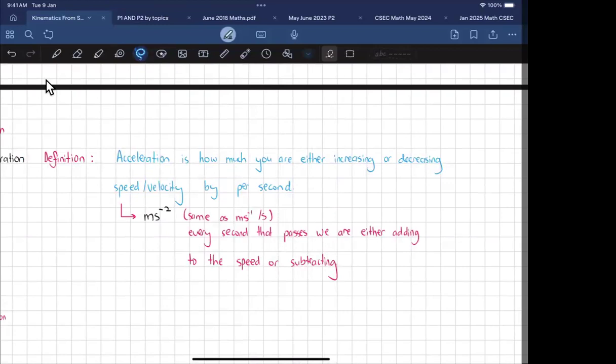So for every second that goes by, you're either adding to your speed or you're taking away from your speed. If we're adding to the speed, do we call that acceleration or deceleration? Acceleration. Right. What's the specific term if you're taking away speed per second? If you're slowing down, what do we actually call that? You could call it negative acceleration, but what's the actual word for it?